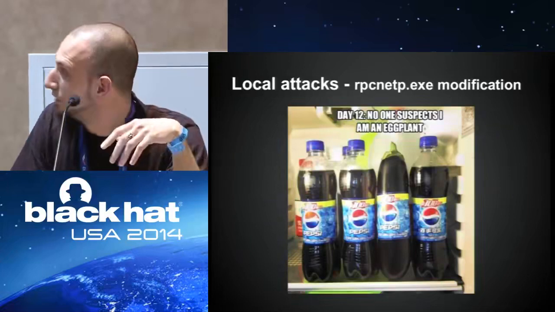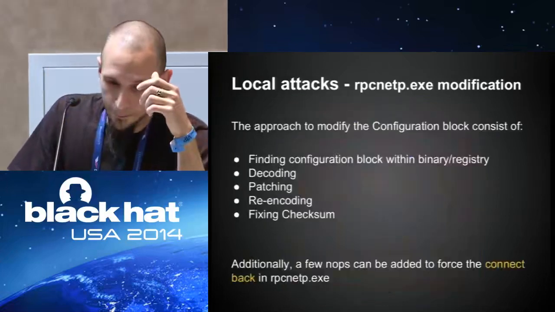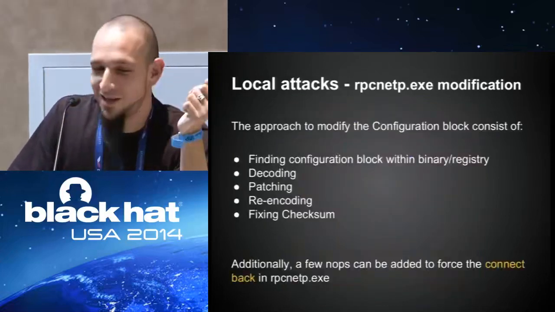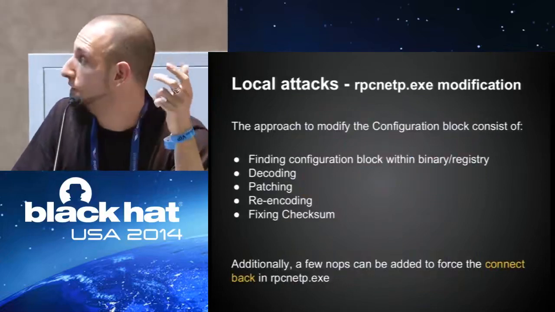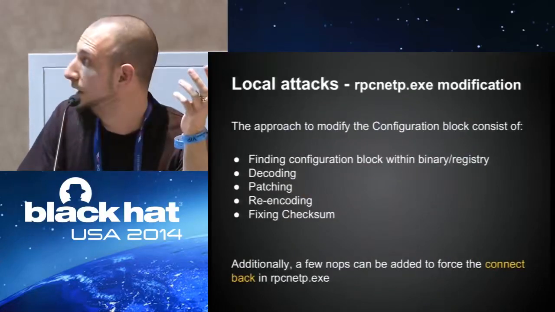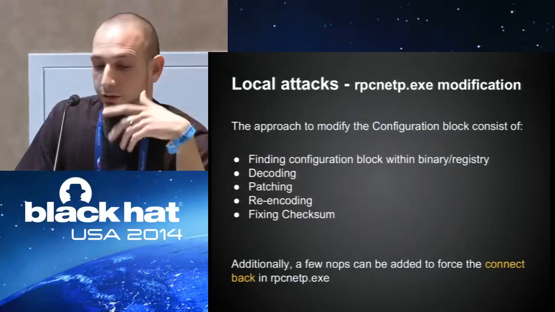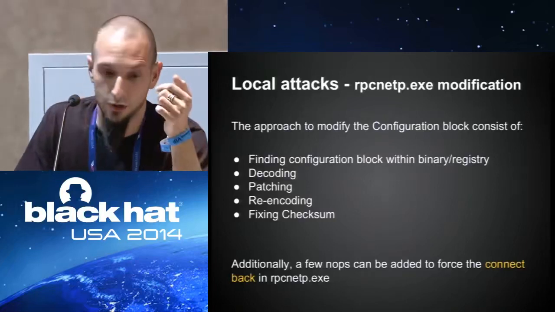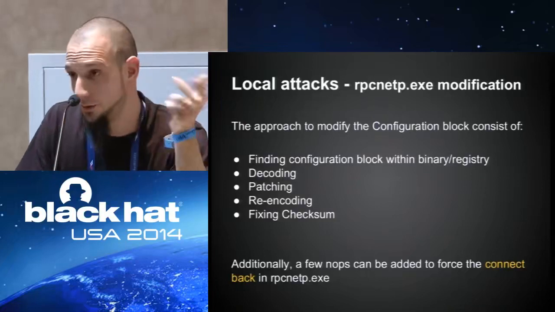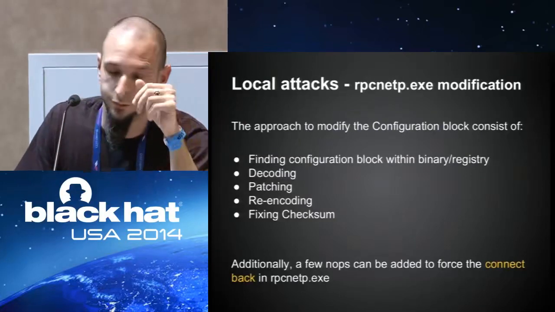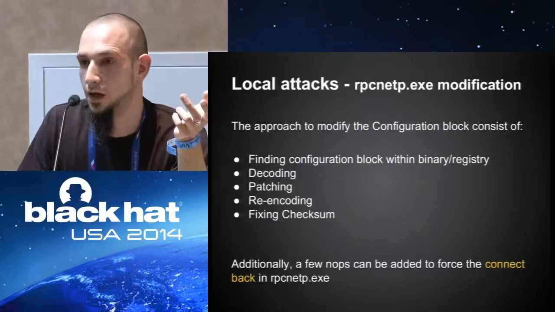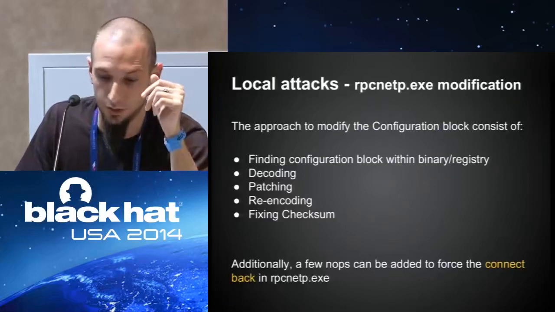So it will look like this. Who can spot something around? In order to modify the configuration block, one only needs to locate it in the binary or in the Windows registry, decode it, patch it, re-encode it, and fix the checksum. It only has a 1-byte checksum. I forgot to mention that.